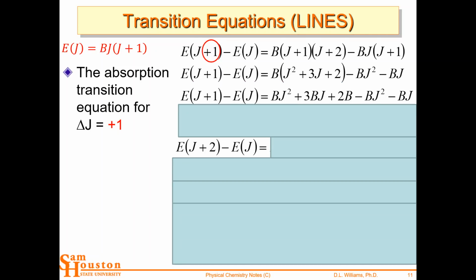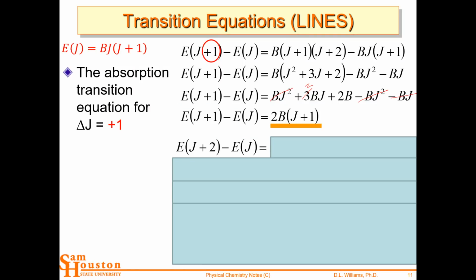And notice we have some nice cancellations. So the squared terms cancel, so there's no squared term in our transition equation. And we have 3BJ over here, but we subtract 1 over here. So this right here makes this a 2. And so we end up with 2B times (J plus 1).